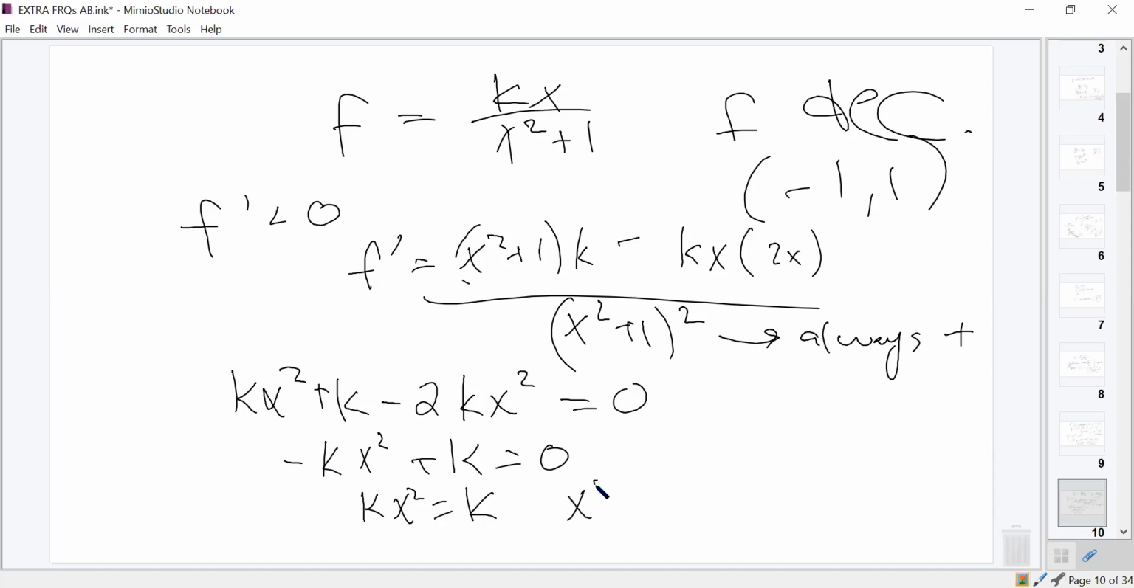And then we'll divide by the k and get x squared equals 1. So that's true when x is positive or negative 1. Actually, we gotta go back. We can't cancel out that k. We want to know what values of k make this thing positive, right? So I forgot what we were actually doing with the problem. So we'll factor out the k, k times 1 minus x squared. And so from -1 to 1, 1 minus x squared is always going to be a positive value.